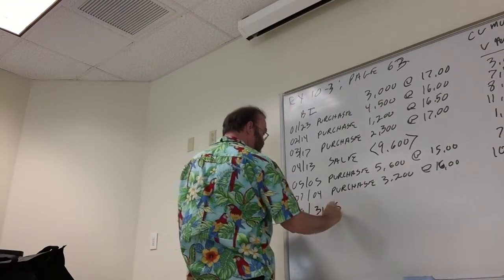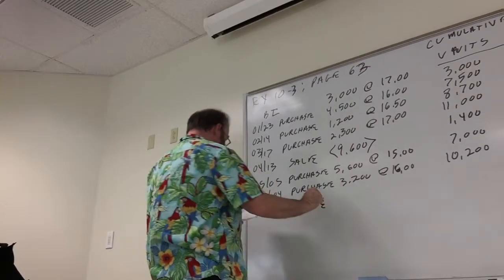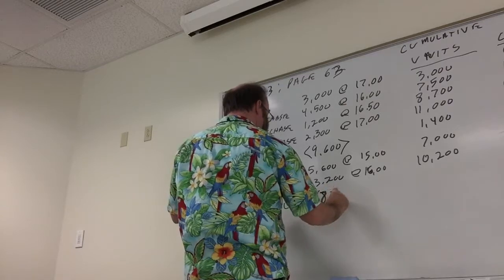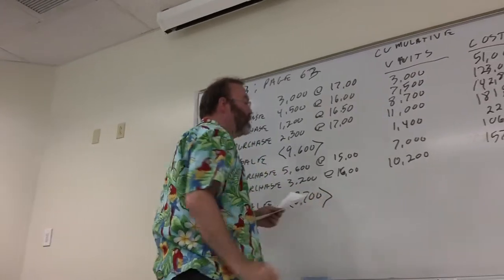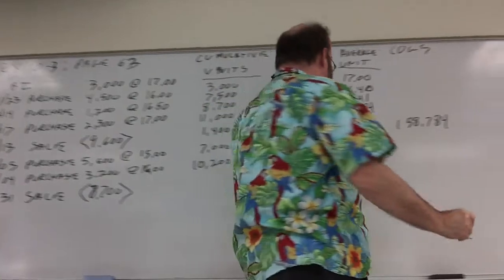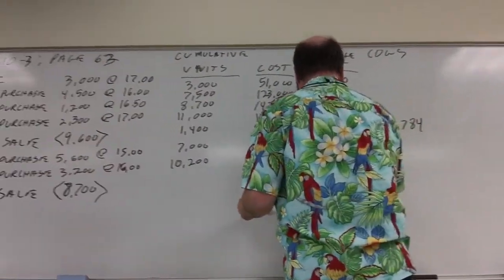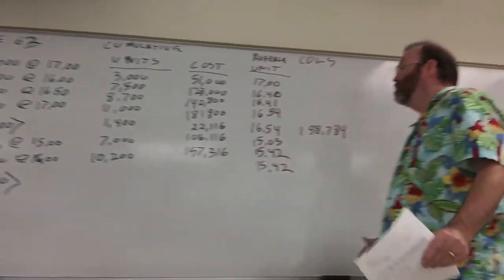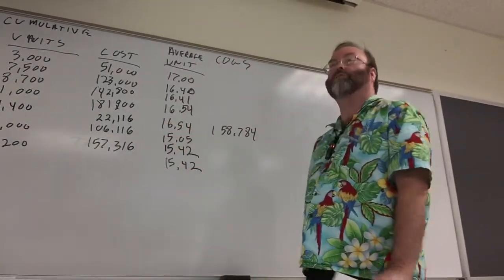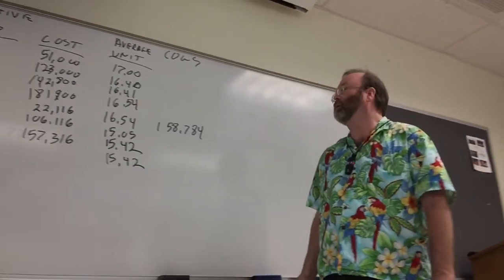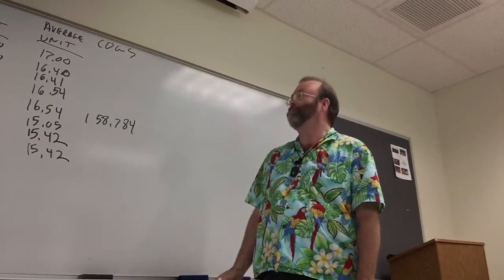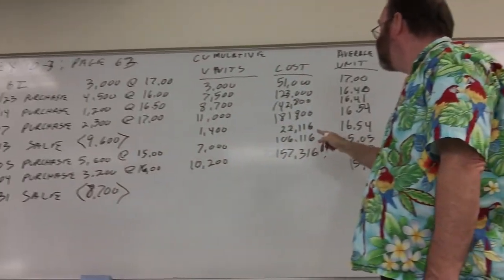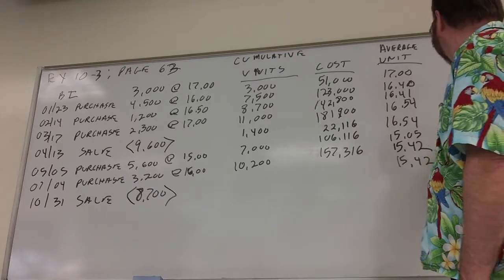on Halloween of 8,700. And that's going to be at the $15.42. So what's 8,700 times that? On the 22,000 that you got, 22,116, that's the 181,900 minus the 158, right? Yes, it should be 23,000.